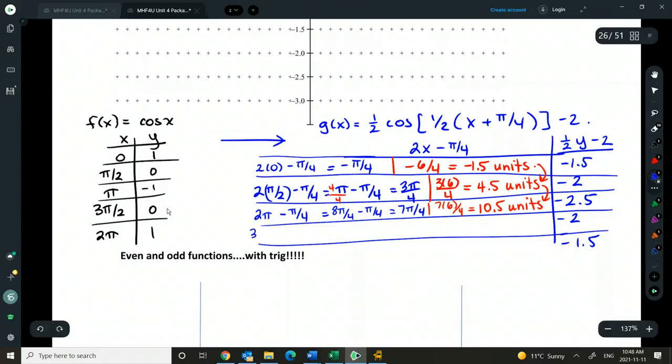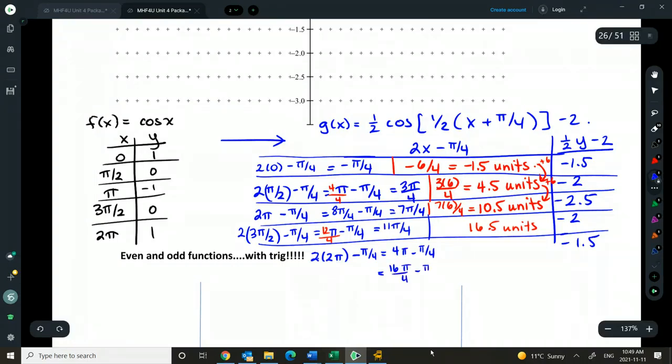3 pi over 2 times 2 minus pi over 4. 2's will cancel. I'll get 3 pi minus pi over 4. If I create a common denominator here, 3 pi is 12 pi over 4, right? That will give me 11 pi over 4. If I add 6 units, I get 16.5 units, right? We're just adding 6 every time, plus 6, plus 6. And then last one, 2 times 2 pi minus pi over 4. This is going to give me 4 pi minus pi over 4. Common denominator, 16 pi over 4 minus pi over 4. This is 15 pi over 4. Add 6 units. This is 22.5 units on the x-axis.